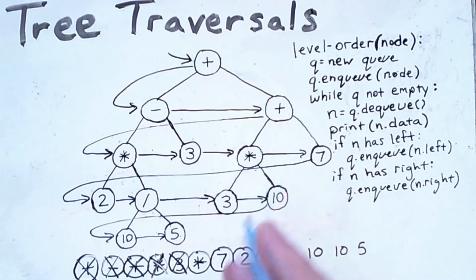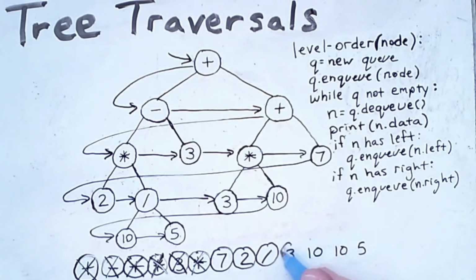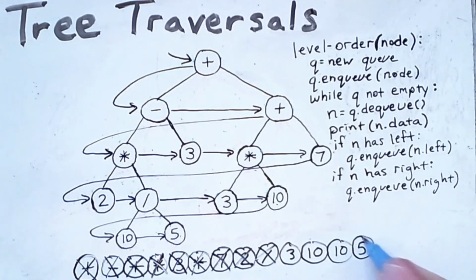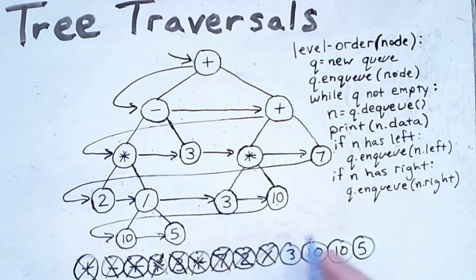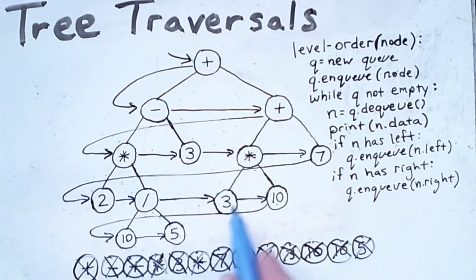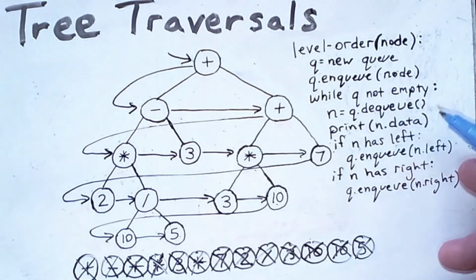When this multiplication comes off, we add the 3 and the 10 that are beneath it. 7 comes off, we print it, but we don't add anything on. 2 comes off, we print it, but we don't add anything on. Division comes off, we print that, we add the 10 and the 5. Then this 3 comes off, we print it, that 10 comes off, we print it, this 10 comes off, we print it, this 5 comes off, we print it. And because all of those things were leaf nodes, we didn't add anything to the queue. At this point, the queue is empty and the loop exits, and we're done. We've completed our level order traversal.